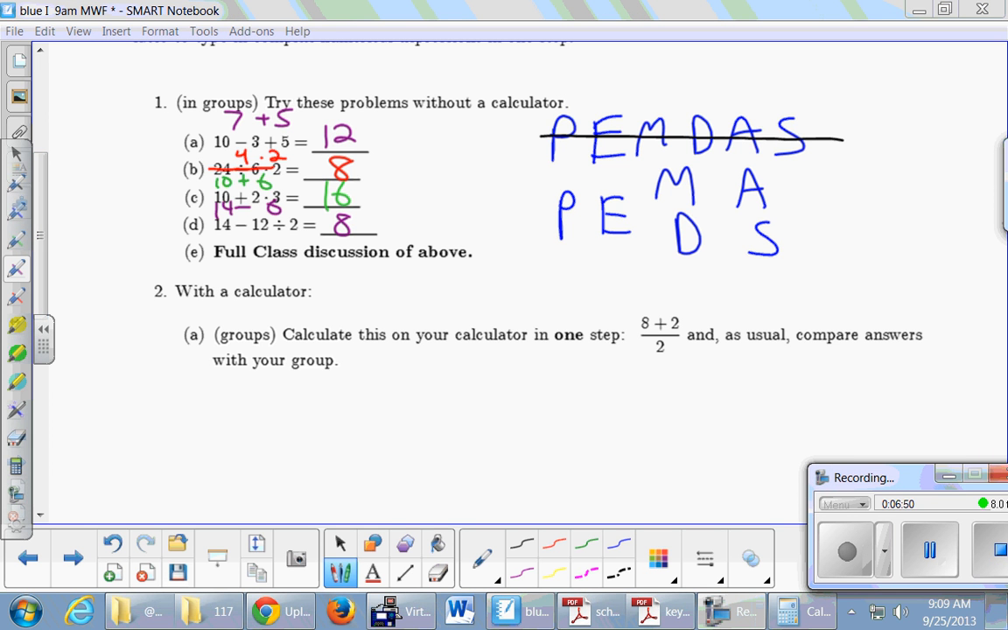So the calculator says 9, but 9 is not the right answer. What's the right answer? The right answer is 5, because we can see we have to do the 8 plus 2 first. That's 10 divided by 2. The answer is 5. The calculator doesn't know the right answer. Well, the calculator knows PEMDAS, most of them anyway. In fact, that's why I got the wrong answer.